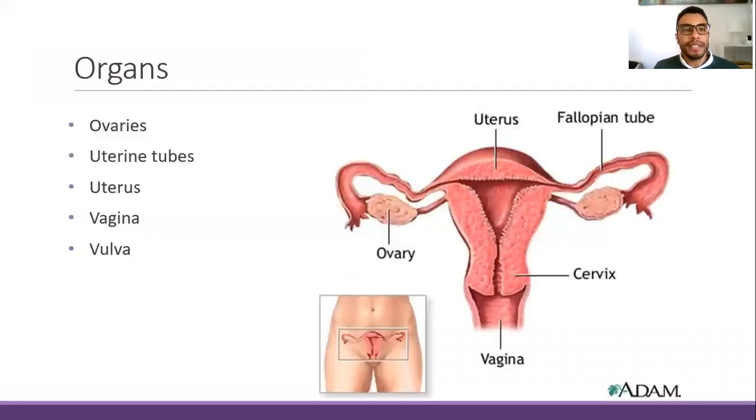The female reproductive system is composed of the ovaries. We have a pair here. We have a pair of uterine tubes or fallopian tubes, as you see here. We have one uterus, a vagina, and the vulva, which is basically the external genitalia of the female.